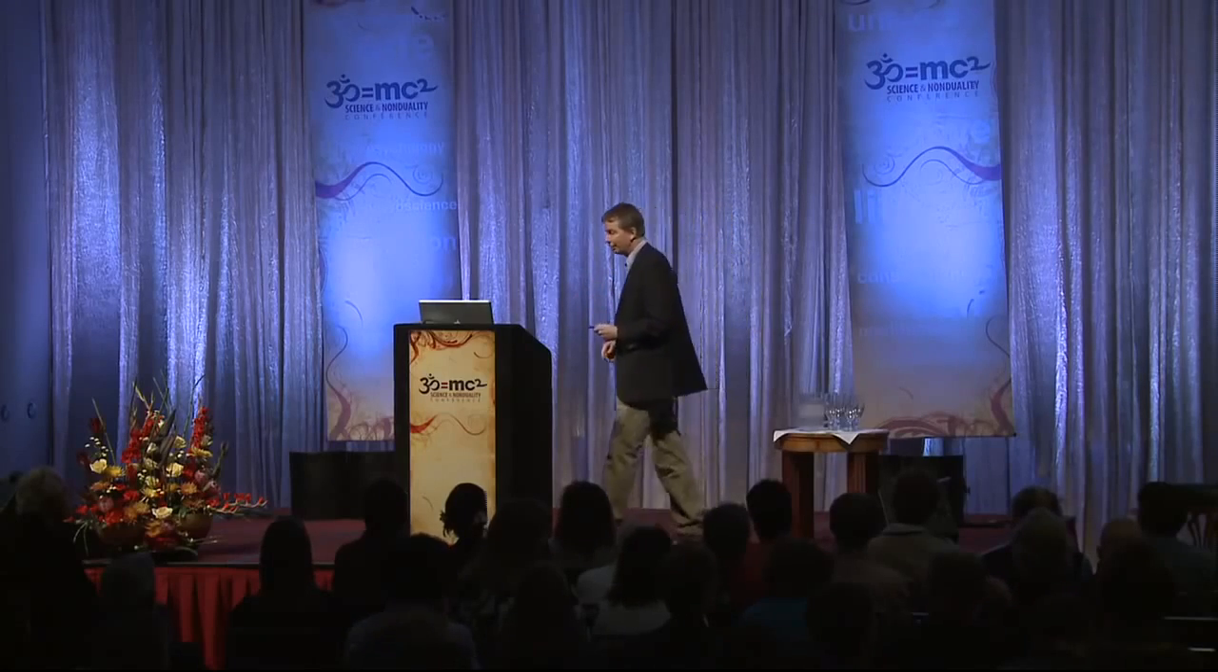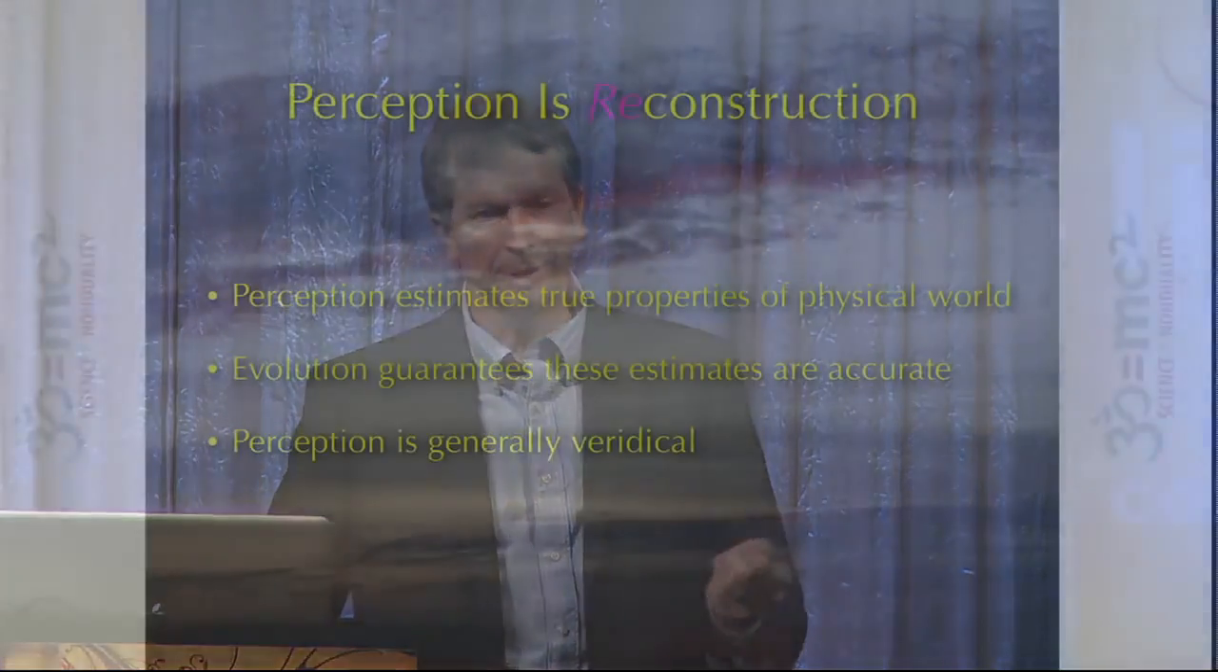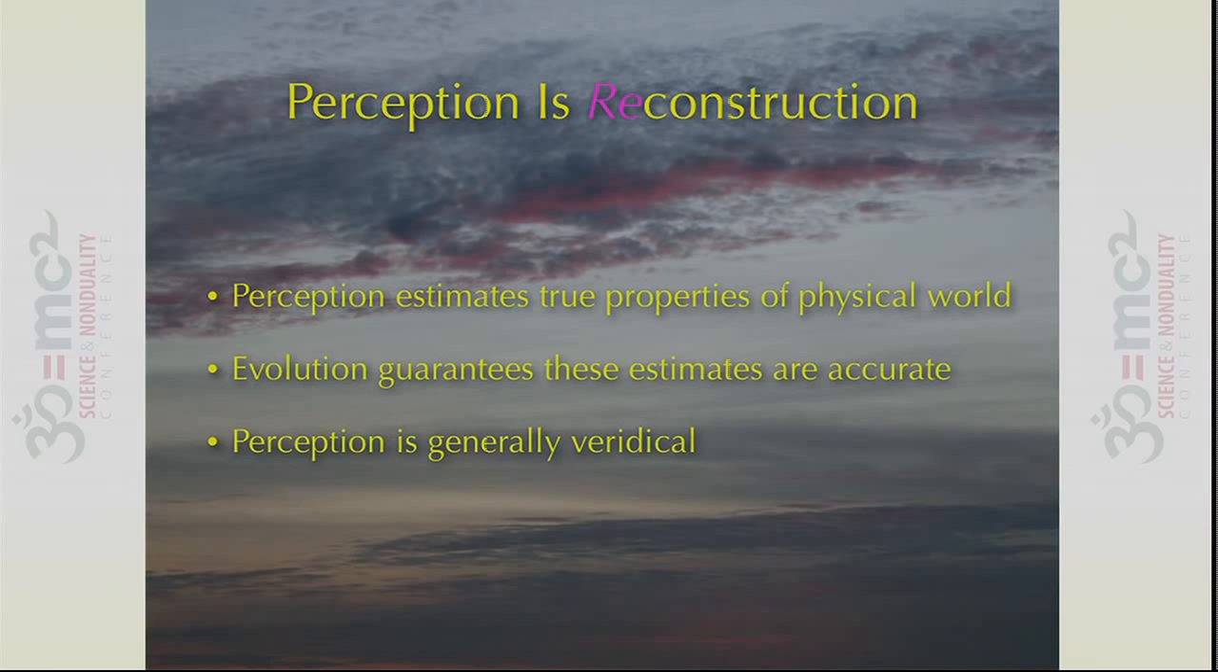That's the standard story in cognitive neuroscience. Perception estimates true properties of the physical world. Evolution guarantees that these estimates are accurate, and perception is therefore generally veridical, which is a fancy name for true. This is the standard story, and I think it's completely bogus.